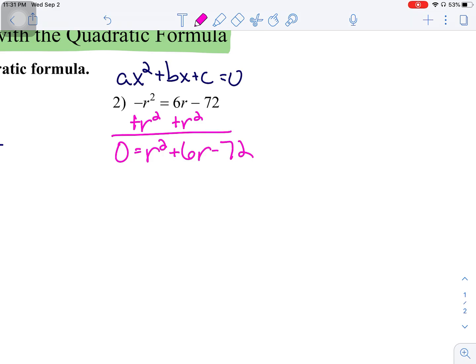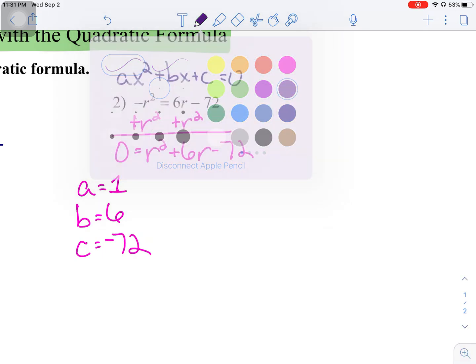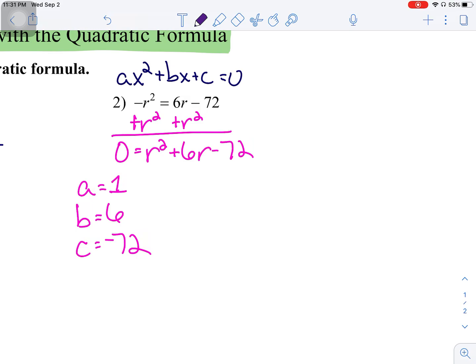It is. Now that it's in standard form, I'm going to take a second to identify a, b, and c. So in this particular question, what is the coefficient in front of r squared? Well, there's no number written there, so we assume it's a 1. Okay, we're normally too lazy as mathematicians to put the 1 there, but it is there. And the coefficient in front of r is going to be 6. And the constant in this case is going to be negative 72. Okay. So I've got all these numbers now for a, b, and c.